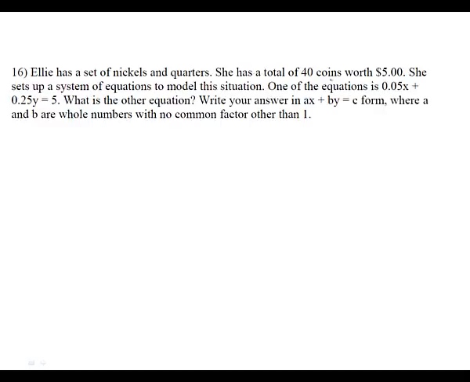All right. She has a total of 40 coins worth $5. She sets up a system of equations to model this situation. They gave you one of the equations. Okay, so one of them is the nickel times x plus the quarter times y equals $5. Okay, what is the other equation? Write your answer in ax plus by equals c form, where a and b are whole numbers with no common factor other than 1. All right, so obviously they're saying the x is representing what?